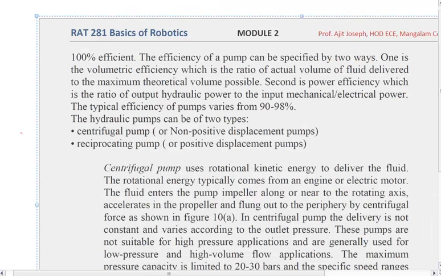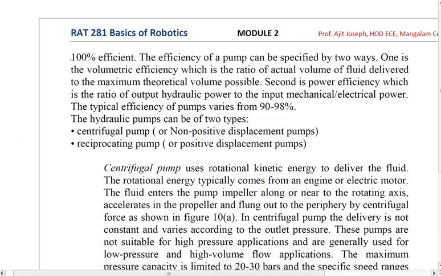Okay, efficiency of the pump. Generally, it is not 100% efficient. And there are basically two types of pumps. One is called a centrifugal pump, and another one is called a reciprocating pump.